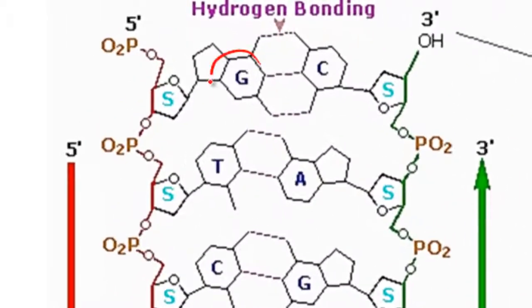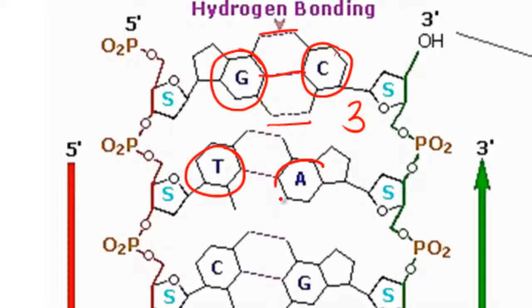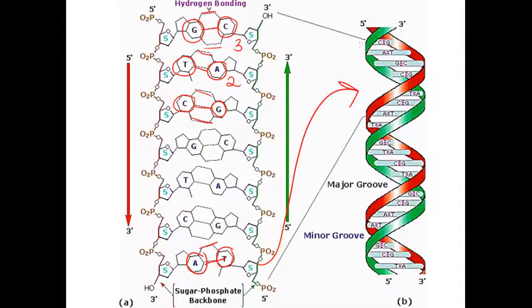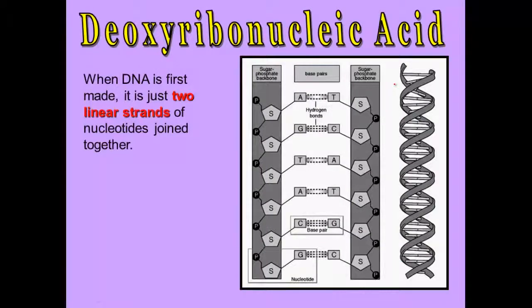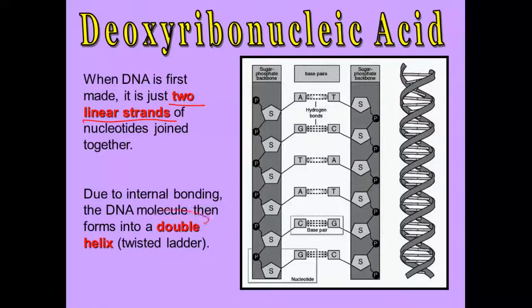Now here we can look at everything all put together. Here's guanine and cytosine held together with 3 hydrogen bonds, and then you look at thymine bound to adenine with 2 hydrogen bonds. So A is always with T, C is always with G, and when you look at them together, those sugar phosphate backbones will then twist into a double helix. So deoxyribonucleic acid, DNA, is made of the 2 linear strands of the nucleotides joined together, and like I said earlier, they join as a twisted ladder, as a double helix.